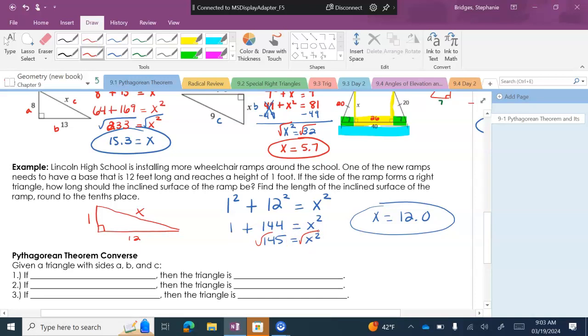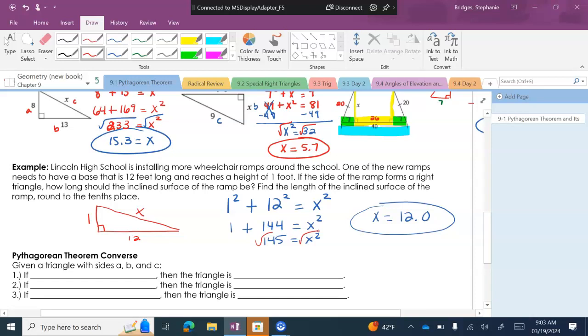Does anybody have any questions? All right, Pythagorean theorem is pretty straightforward, yes, as long as you know which one is the hypotenuse. All right, now we're going to talk about the converse. Remember, the converse is just switching things around. So if a squared plus b squared equals c squared, then it is a right triangle.